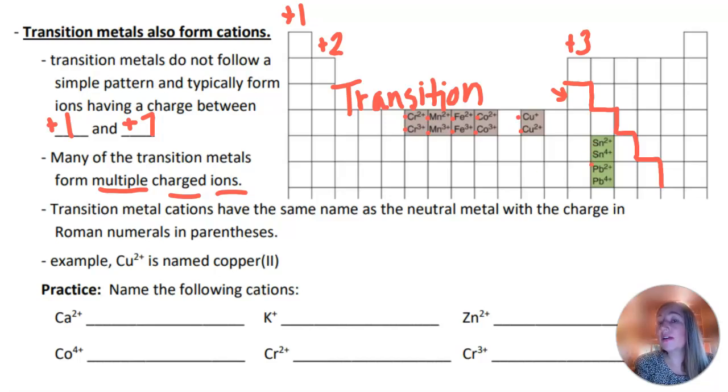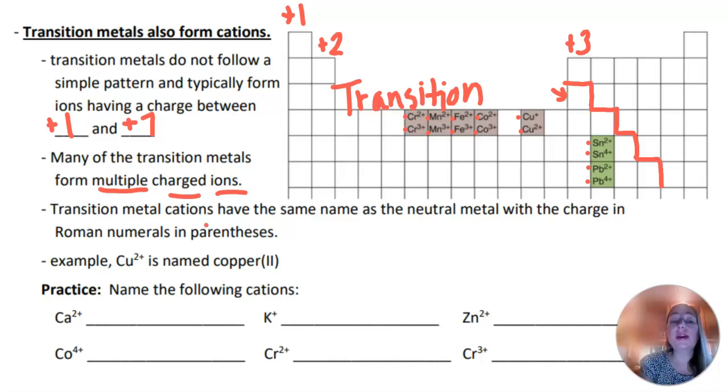And then over here, we've got tin can be +2 or +4, and lead +2 or +4, which is interesting because it's in that fourth column. So there are some +4 ions in this fourth column. So that's kind of interesting. Not really a coincidence, right? But definitely due to their placement on the table.